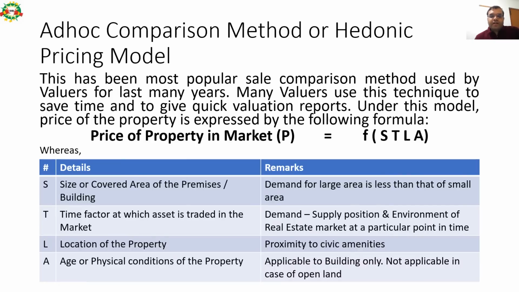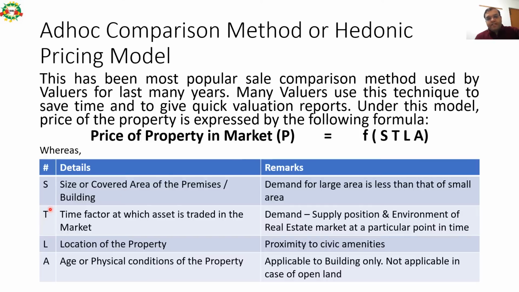So the next method under the sales comparison method is the ad hoc comparison method, also called the hedonic pricing method or hedonic pricing model. This has been the most popular sales comparison method used by valuers for many years. Many valuers use this technique to save time and to give a quick valuation report. Under this model, the price of property is expressed by the following formula. So the price of property in the market, which is equal to P, is a function of STLA.